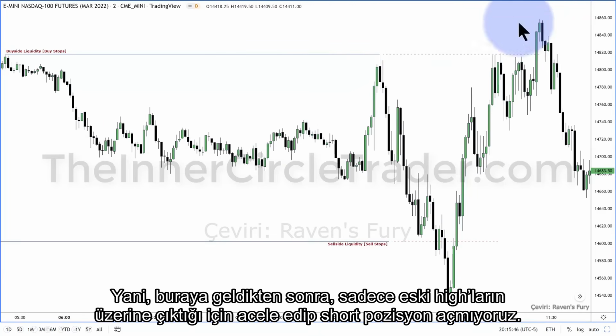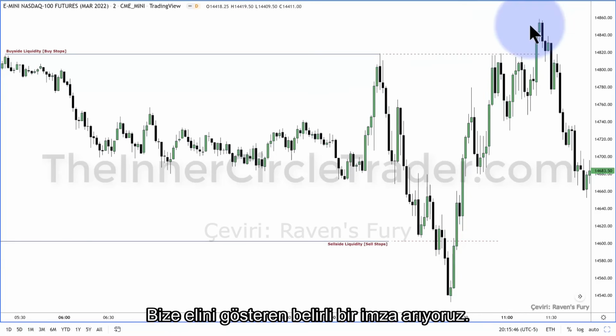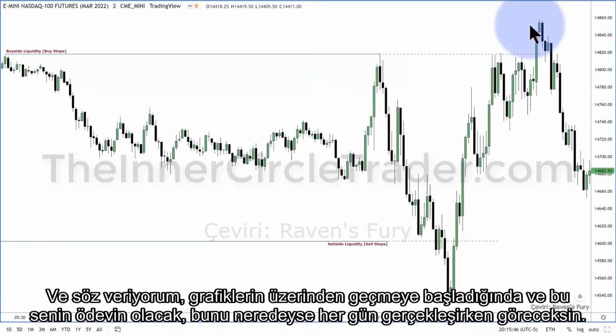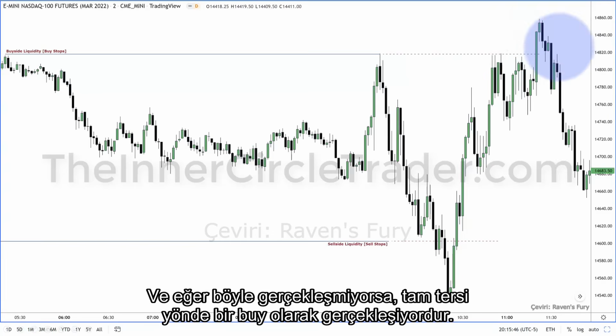So once it went here, we don't rush in there and just go short because it went above the old highs. We're looking for some specific signature that tips its hand to you, okay? And I promise you, when you start going through your charts, and it's going to be homework for you, you're going to see this occurring almost every single day. And if it's not doing it this way, it's doing it the opposite direction as a buy, okay?